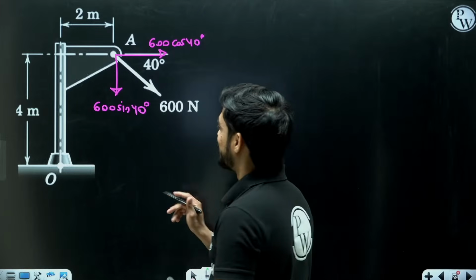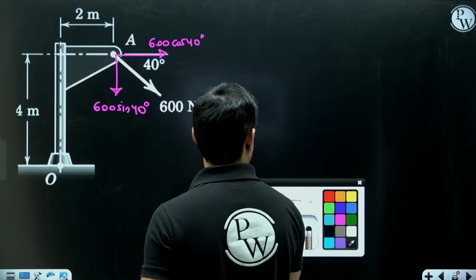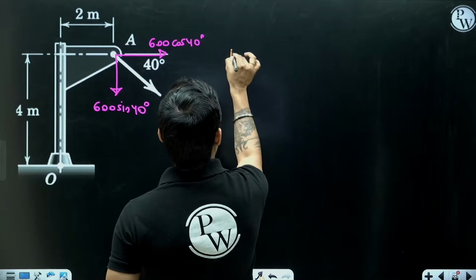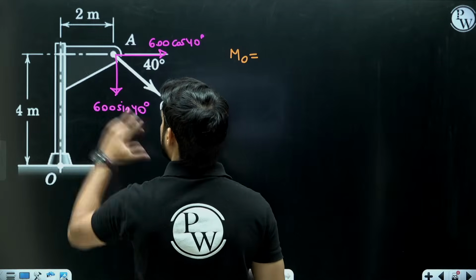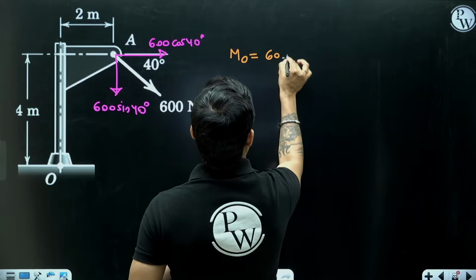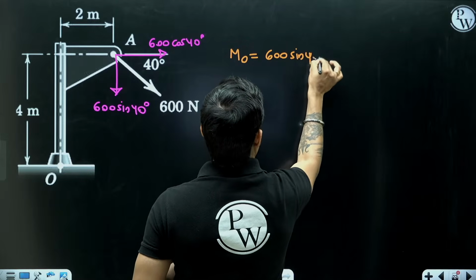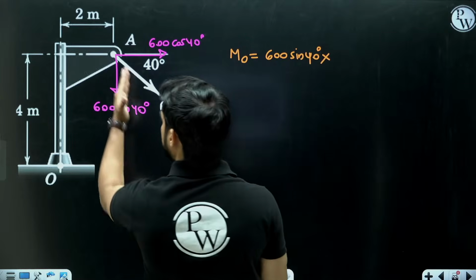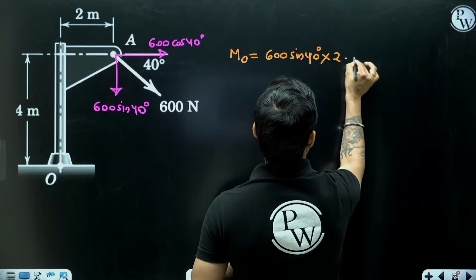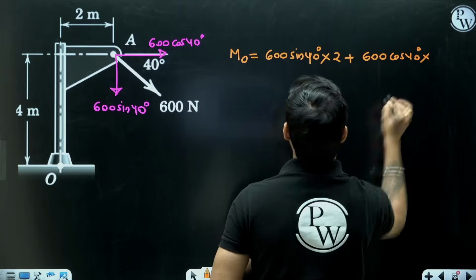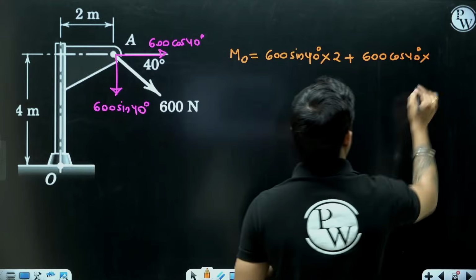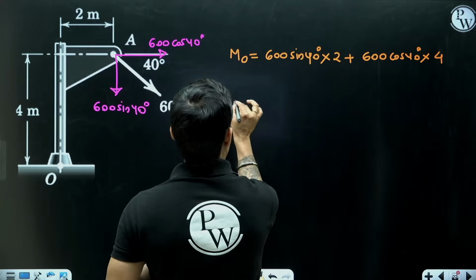Chalo. So both the moments will be clockwise only. So moment at point O will be equal to how much? 600 sin 40 multiplied by the distance 2 meter, then 600 cos 40 multiplied by the distance 4 meter.